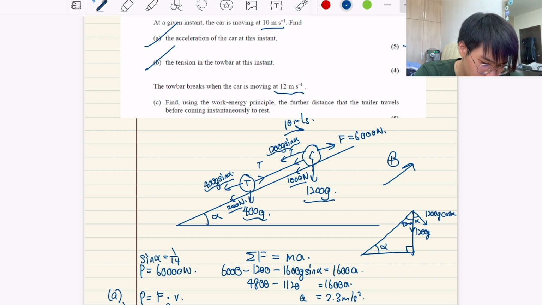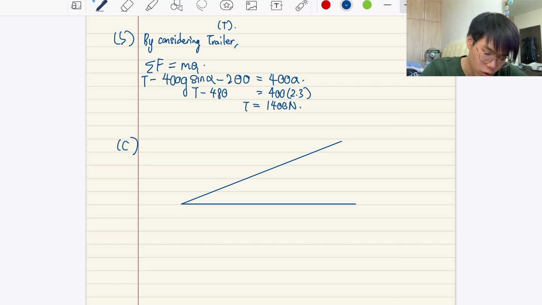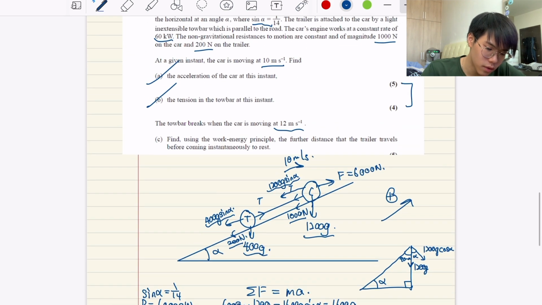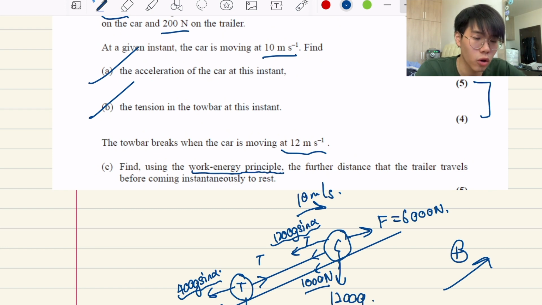Okay, so the tow bar breaks when the car is moving at 12 meters per second. Find, using the work energy principle, the further distance that the trailer travels before coming instantaneously to rest. Here we can redraw the diagram, but this time we only consider the trailer. Since they already say using the work energy principle, we must use the conservation of energy. We can't use F equals ma, which is Newton's second law.